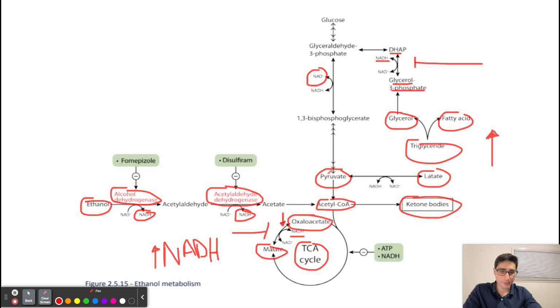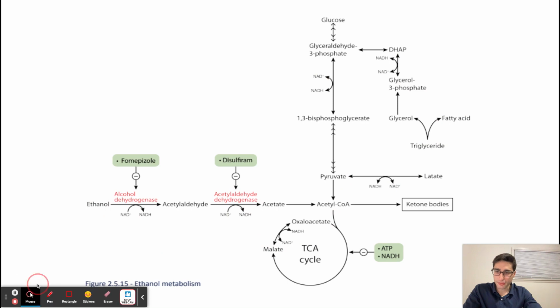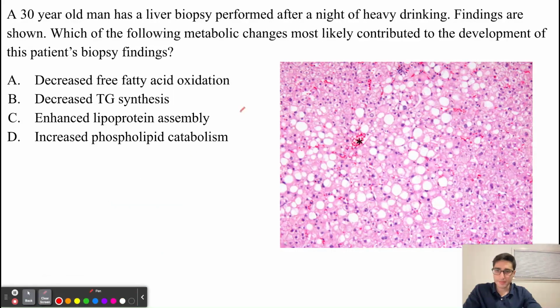And as you can see, the conversion of pyruvate into lactate is going to regenerate this NAD plus that we need in order for glycolysis to continue. So as a result, alcoholics can also experience lactic acidosis because we're going to have this conversion of pyruvate into lactate, which is going to regenerate this NAD plus. Now, if you go back to the previous slide, the answer is going to be answer choice A, which is going to be decreased free fatty acid oxidation due to increased levels of NADH within the body when we consume high levels of alcohol.